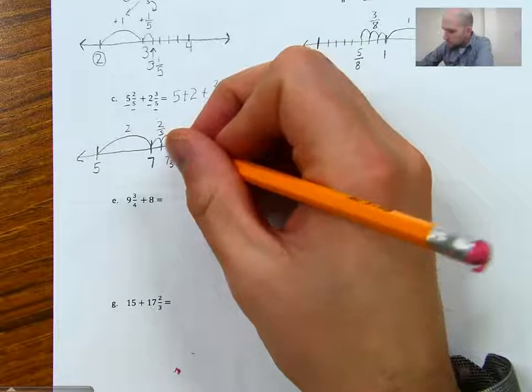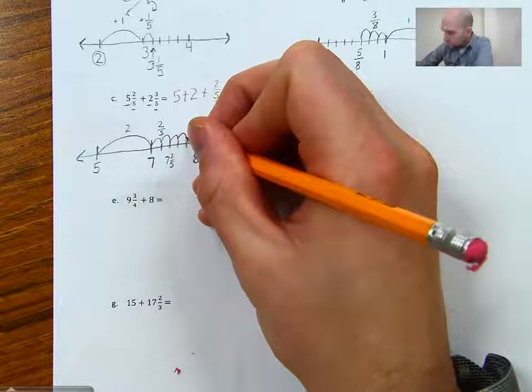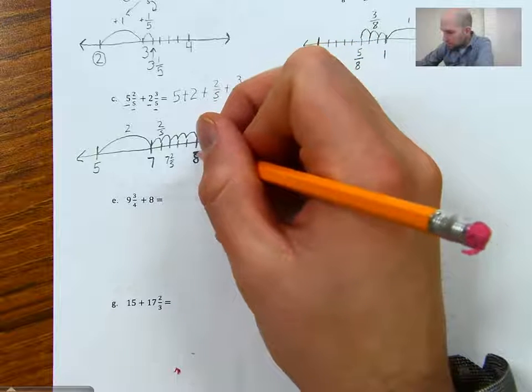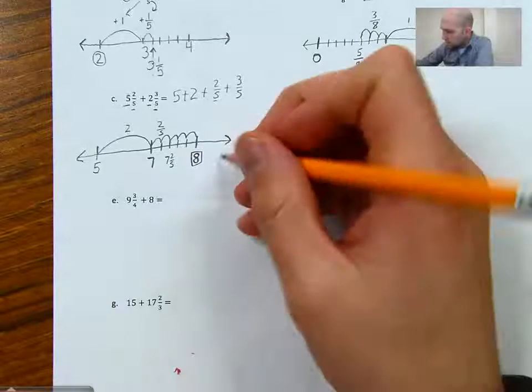And then I need to do 3 more. 1, 2, 3. I added this 3/5. And I'm going to end up with 8. So 8 would be my answer.